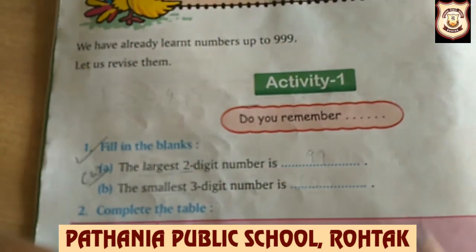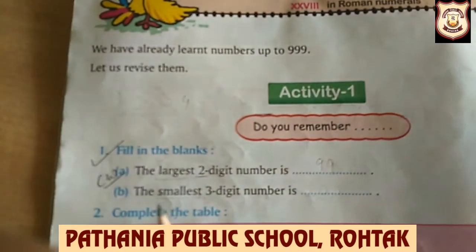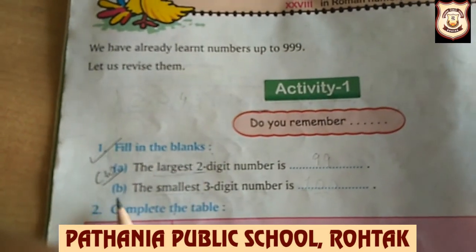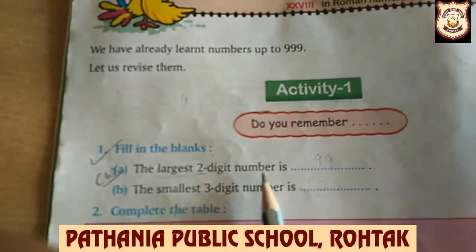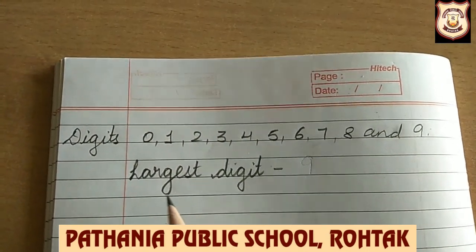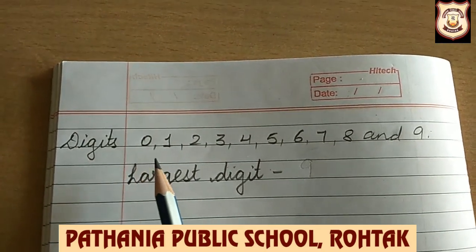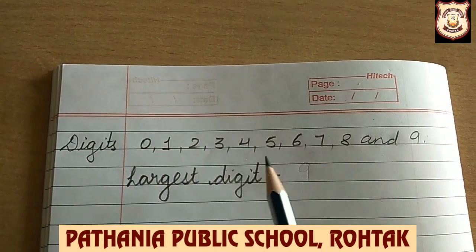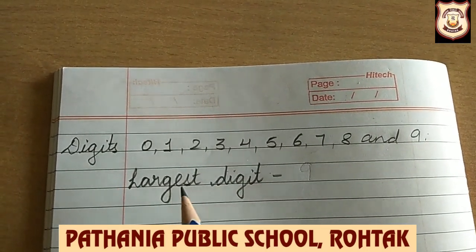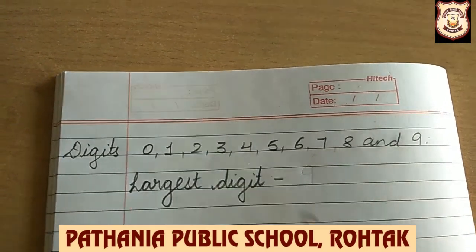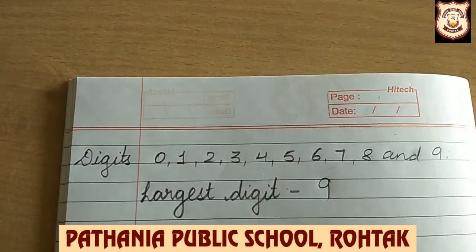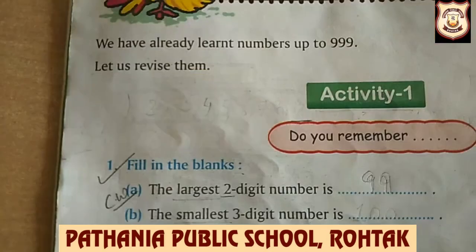Now moving on to activity 1, we are having the first question here, fill in the blanks. The largest two-digit number is. Again, before going to the numbers, we are on the digits. As I have told you, we are having a total of 10 digits in mathematics. So, we need to identify which is the largest digit. So, the largest digit is 9. 9 is the largest digit.